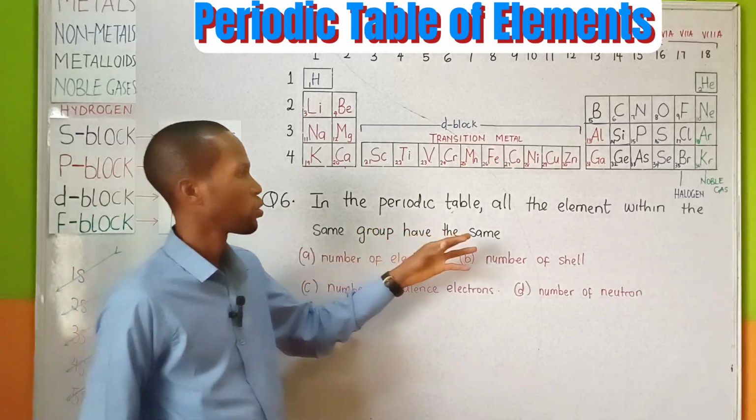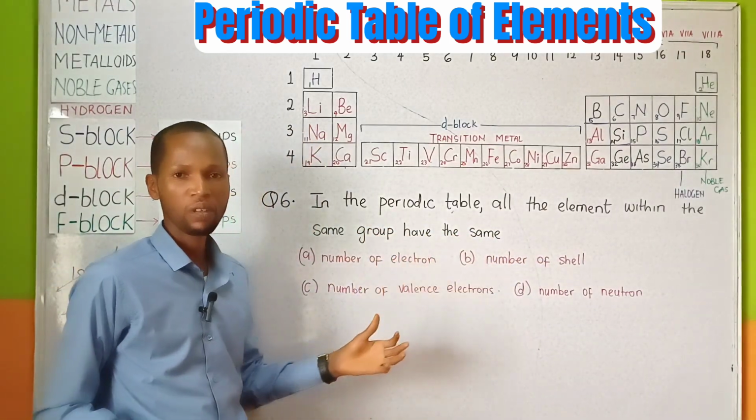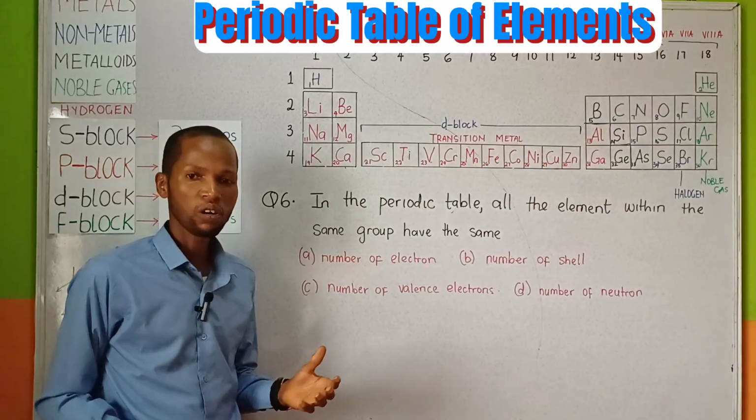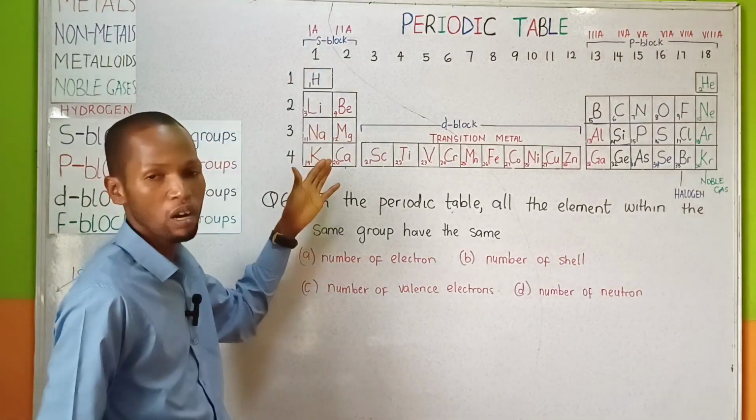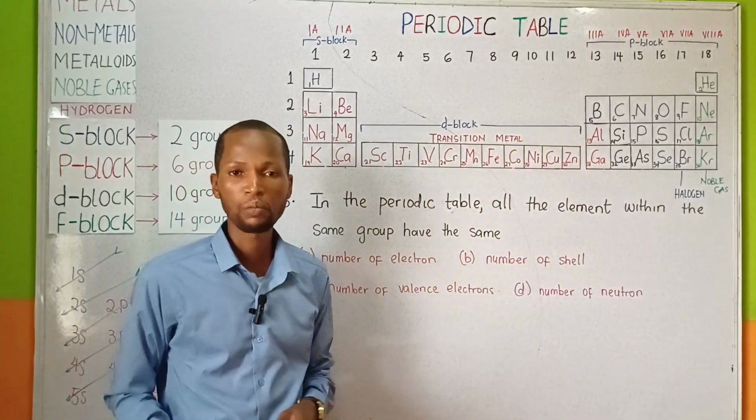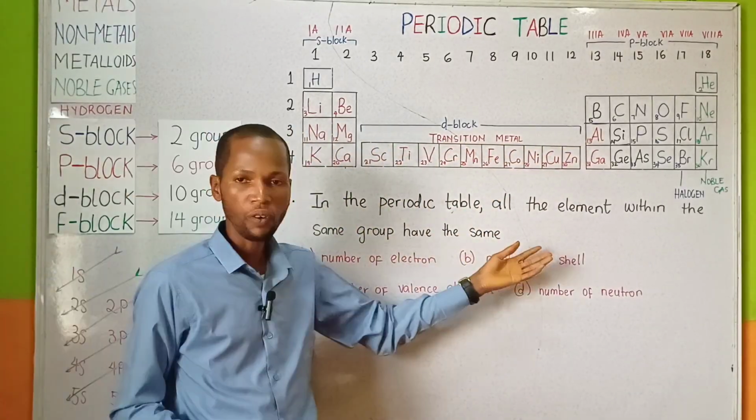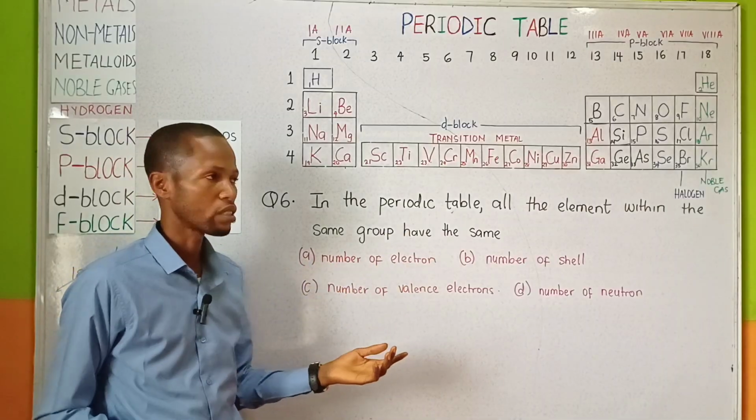In the periodic table, all the elements within the same group have the same what? We need to understand that in the periodic table of elements, the vertical column is the group, while the horizontal row is the period. Now, the first option right here, we have same number of electrons.